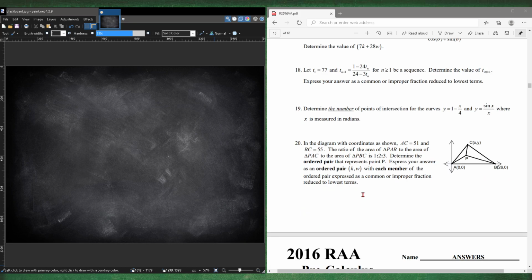Number 20. In the diagram with coordinates shown, AC is 51 and BC is 55, and the ratio of triangle PAB to PAC to PBC is 1, 2, and 3. Find the ordered pair that represents P. Okay, so let's draw a diagram.